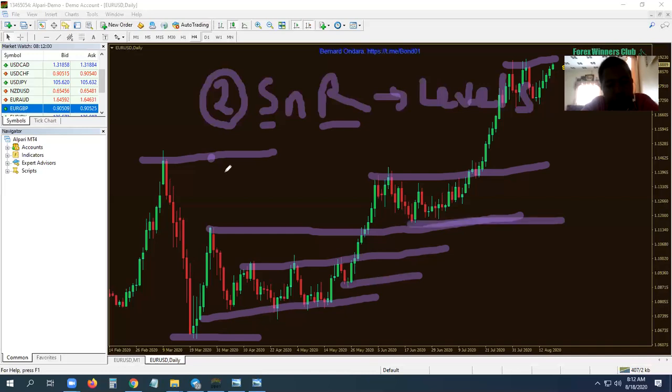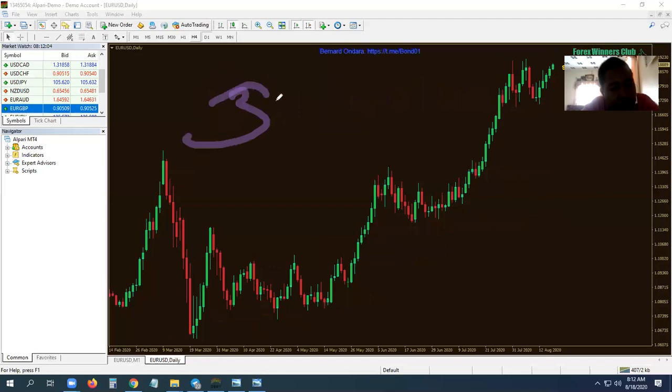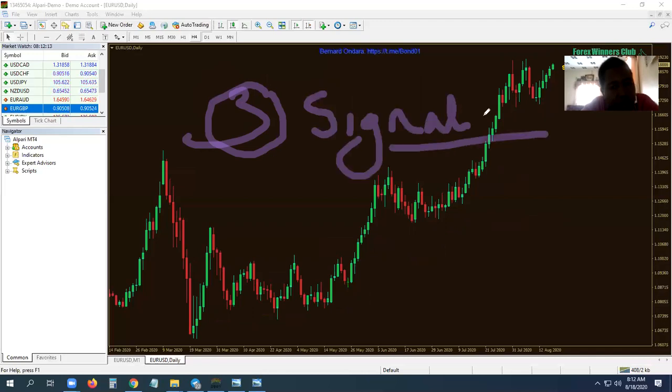Then number three that you need on your chart for a signal to be useful to you is candlestick signals. You need a signal, and in most cases, our signals will come from candlestick patterns.